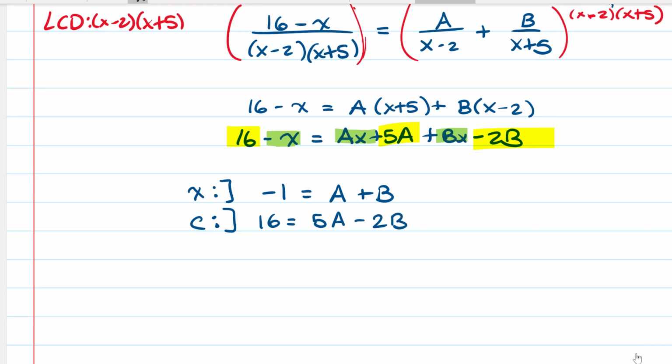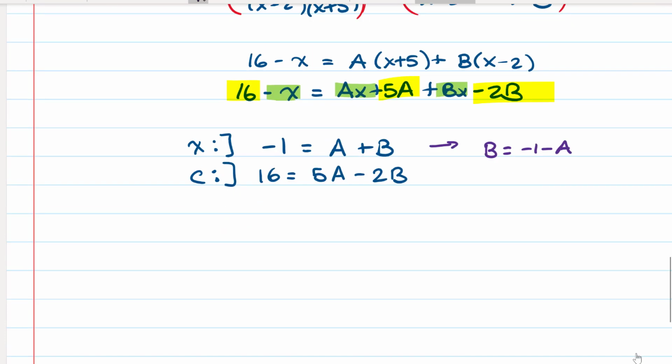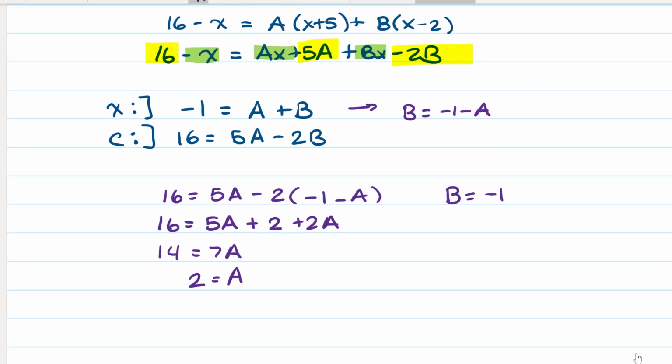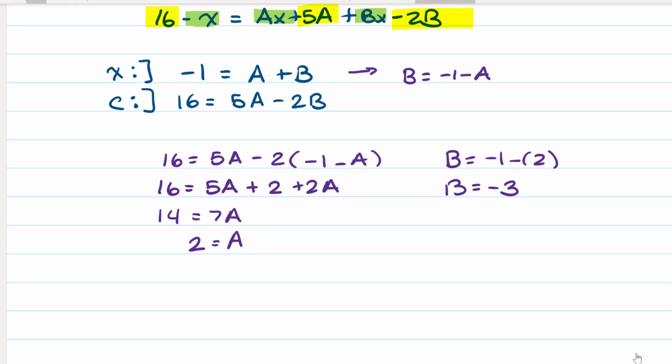And then again, it just becomes a linear system. You can solve it however you want. For this one in particular, I'm going to use substitution. So I get a equals 2 and b is equal to negative 3.